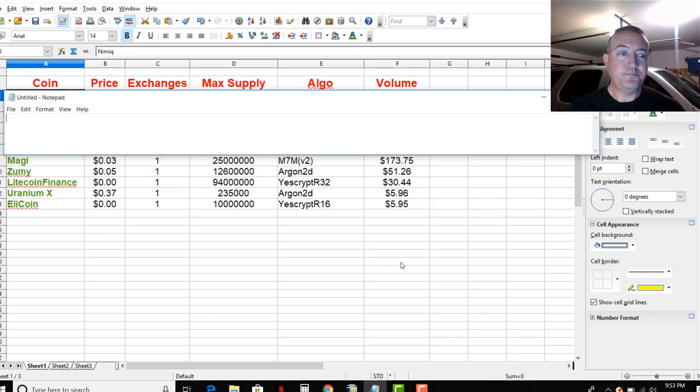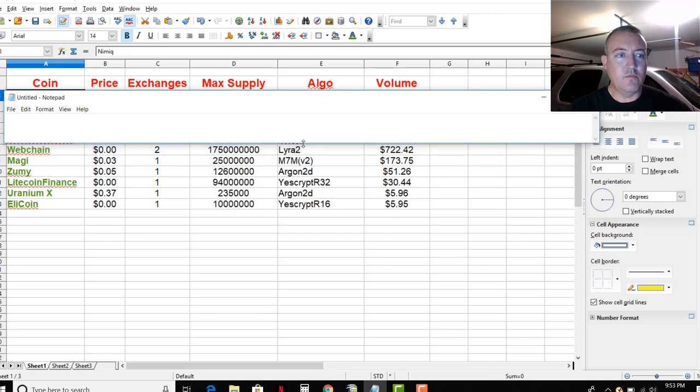That's it. All right. So moving right along, we should be on coin number 6 place now. WebChain, I know probably a lot of you guys have heard that out there. Price less than a penny though, on two exchanges, bumping up a little bit.